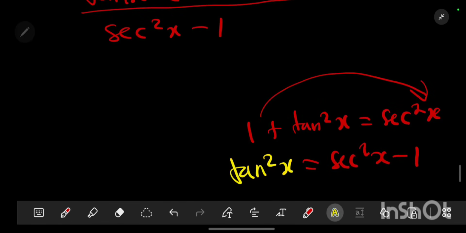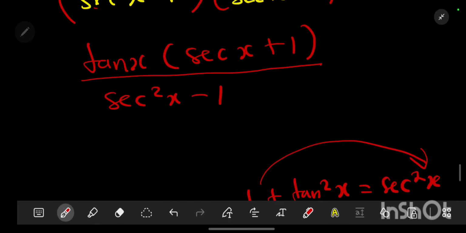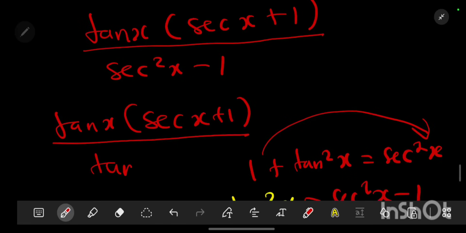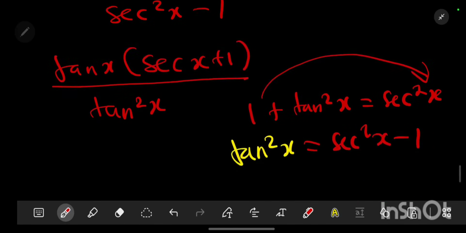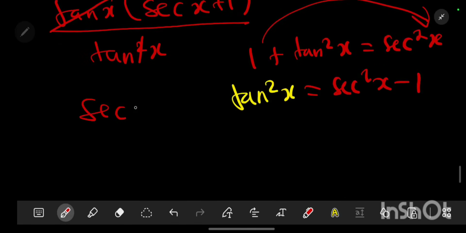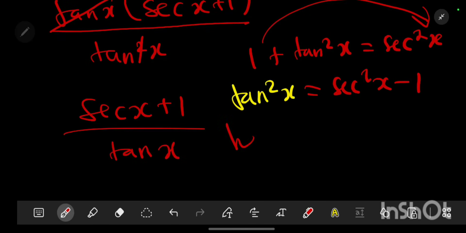So wherever we see that, we're going to say tan squared of x. So this will be tan of x, then open brackets, sec x plus 1, then we divide. The bottom will be tan squared of x. In this case, there are 2 of the tans, so the power will cancel and this will go. So we are remaining with sec x plus 1 over tan of x. So we can say hence shown.